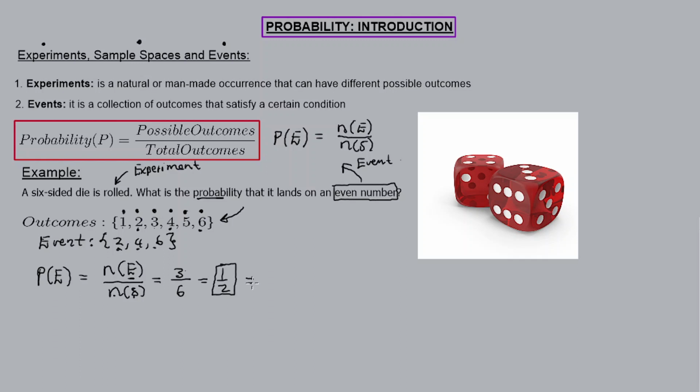Sometimes we express it as a fraction, sometimes as a decimal, sometimes as a percentage. Here I have stopped at the fraction. Well, this is our first example: experiment, event, and the sample space. I hope you understand so far. Now let's move on to the next example, the last one.